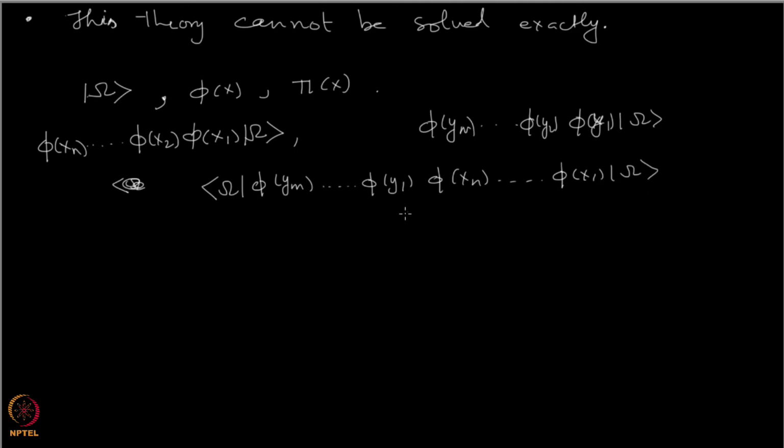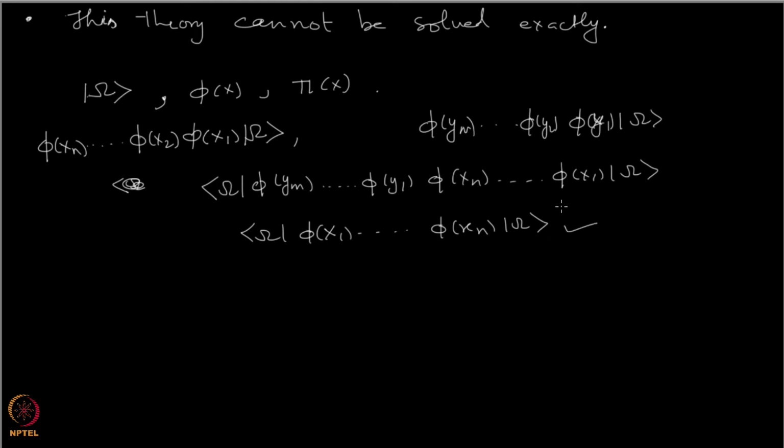There's no real meaning to having these kinds of labels when they are all phi's, so you write it more simply as just phi x1 to phi xn. So you have n number of fields. That's the most general thing. So these are the objects you would like to calculate in the theory.